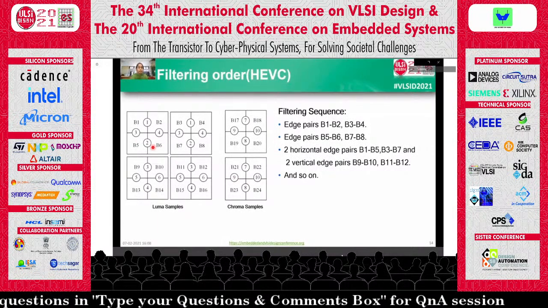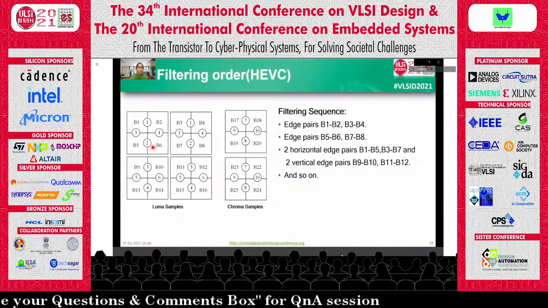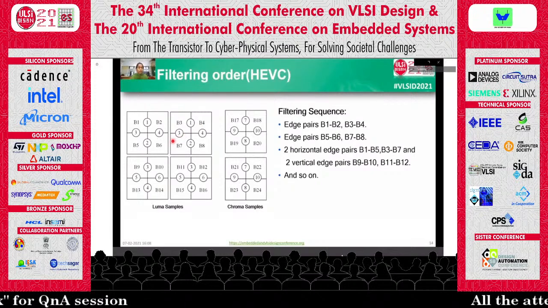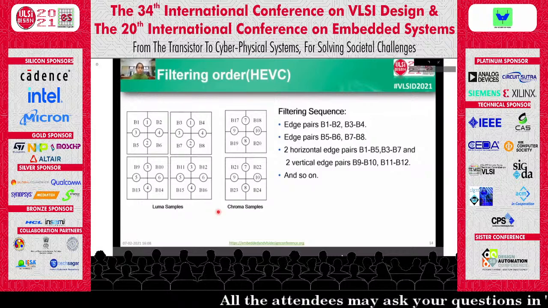We have used symmetric unified cross unit based HEVC filter order. During the first clock cycle, edge pairs B1, B2 are filtered and edge pairs B3, B4 are filtered. Here also, only from the 3rd clock cycle, 4 edge pairs are filtered, 2 horizontal edge pairs and 2 vertical edge pairs. Once luma filtering is completed, chroma filtering is also done.